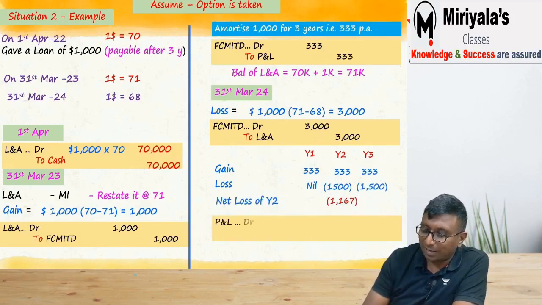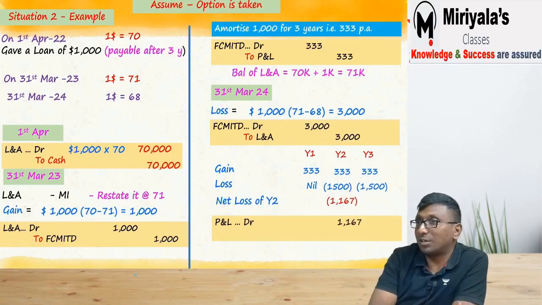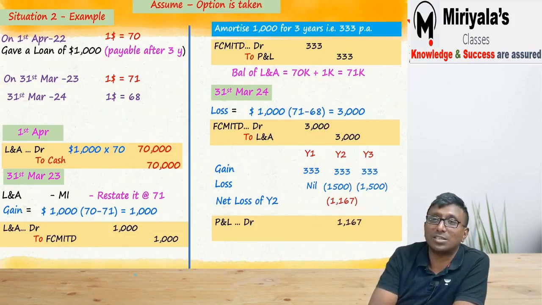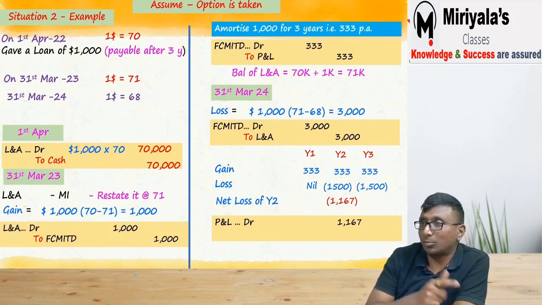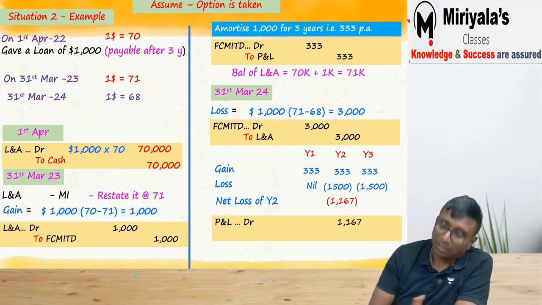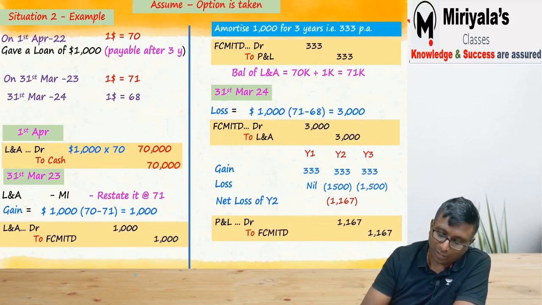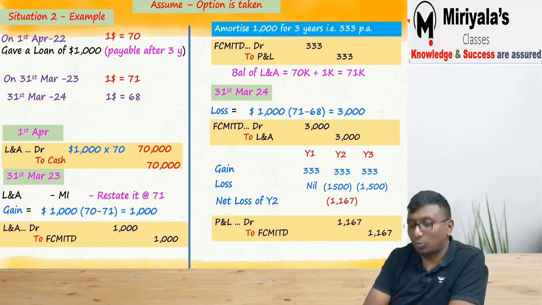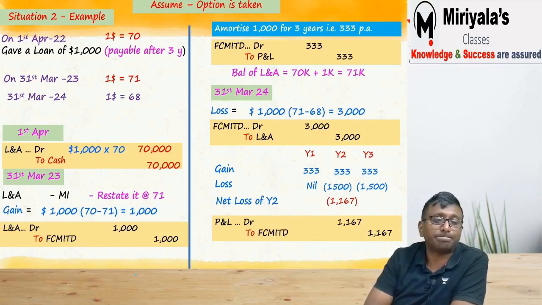What is the second year's entry? Only 1,167, because one is a gain, one is a loss. Net loss equal to 1,167 should be amortized. Correct? What entry should we record? P&L account debit. It is a loss you are booking. Loss booking means P&L should be debited. Yes, P&L account debit to FCMITD 1,167, we have to transfer like this.